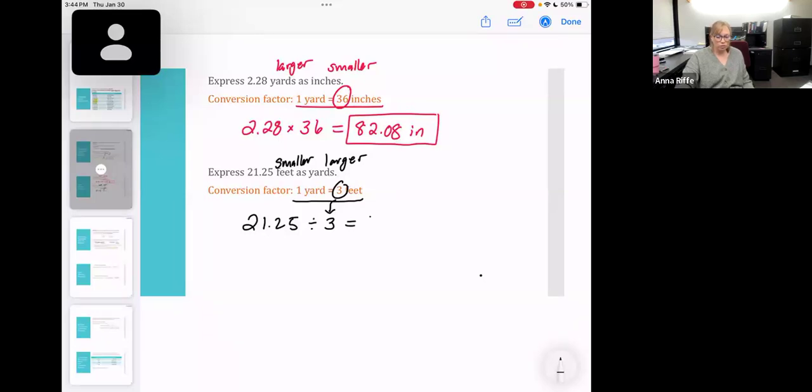21.25 divided by 3, we don't get something exact, but it's 7.083. Your calculator will have this 3 repeating, so it'll be 7.08333333, etc. We're going to round that for most of the problems in this section. We can round to 2 decimal places. So I'm going to round to 7.08 yards.